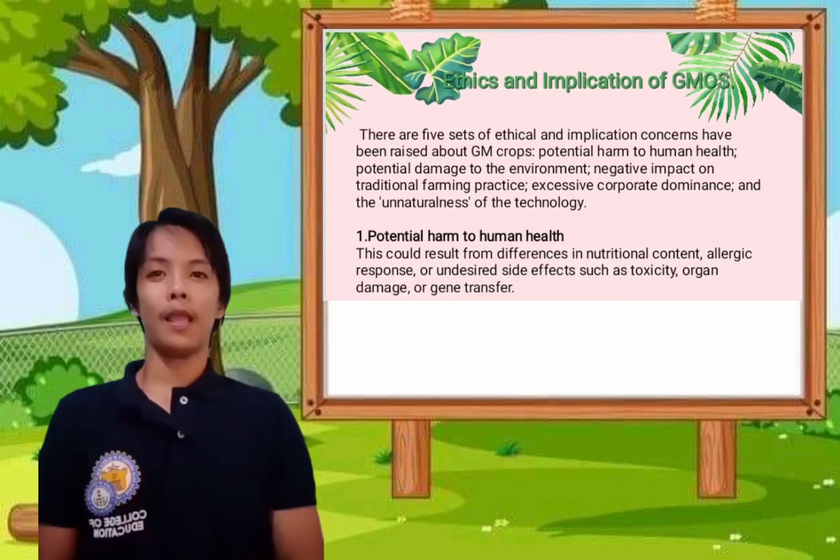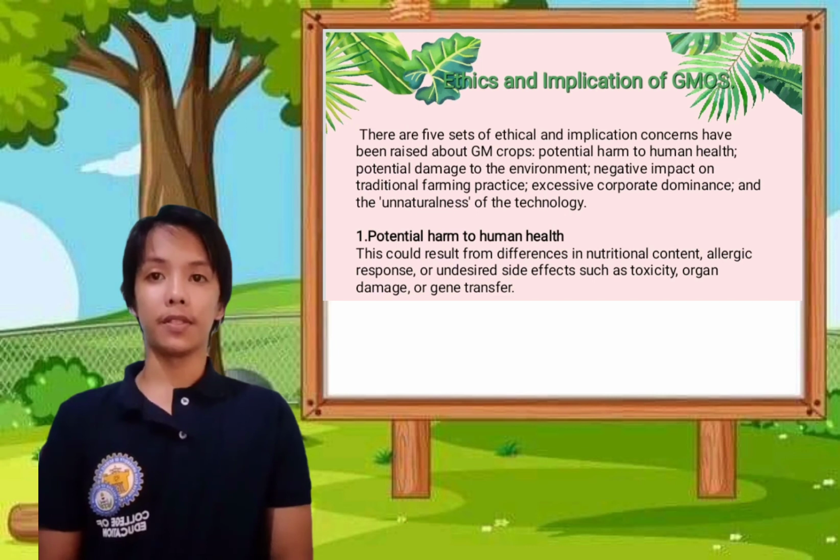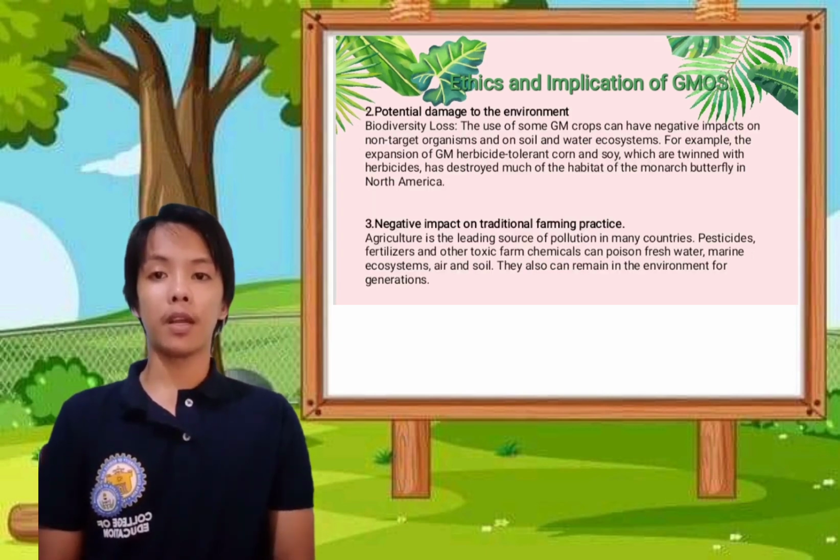Ethics and implications of GMOs. There are 5 sets of ethical and implication concerns that have been raised about GM crops: potential harm to human health, potential damage to the environment, negative impact on traditional farming practice, excessive corporate dominance, and the unnaturalness of the technology. Number 1, potential harm to human health. This could result from differences in nutritional content, allergic response, or undesired side effects such as toxicity, organ damage, or gene transfer.